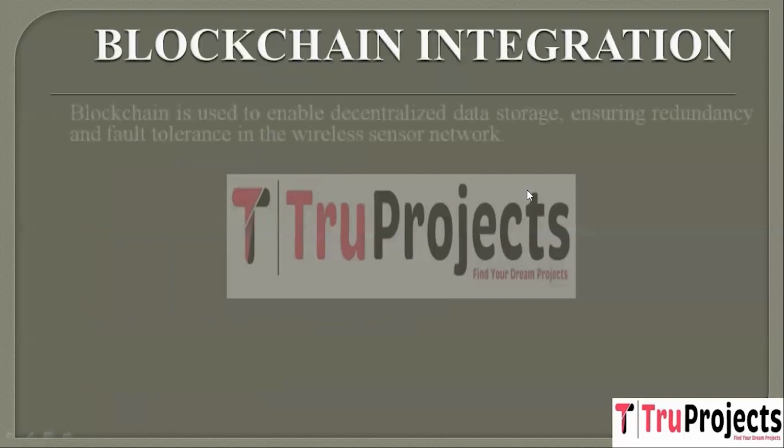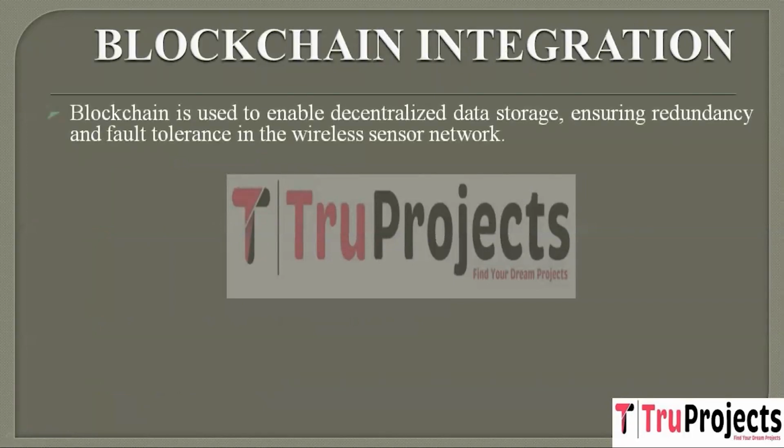Blockchain integration. So, instead of relying on a centralized server, blockchain distributes data storage across multiple nodes. This approach ensures redundancy and fault tolerance. Data is replicated across the network, reducing the risk of data loss in case of node failures or network issues.